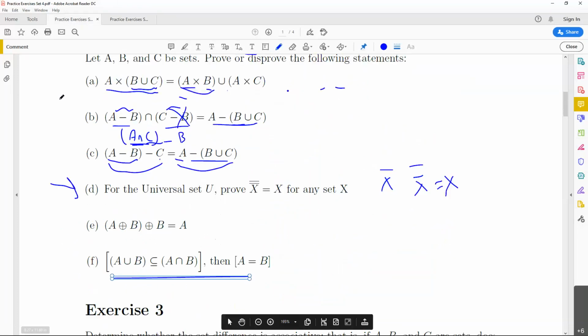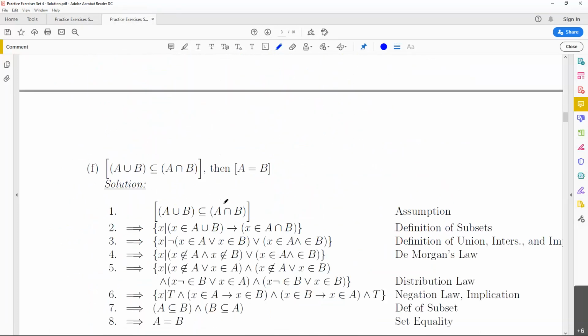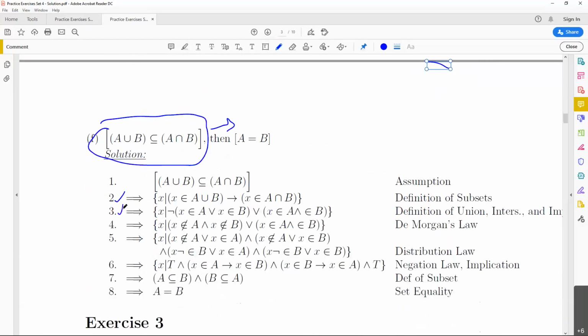Part F is going to be like part A and part C and part D. You just have to go through the steps. But now there's sort of like an implication. So you start with this. Instead of before where we had equality, you wanted to have equivalence. Now you have an implication. So you're going to see like, hey, the steps are going to be implies, implies, implies, not equivalence.